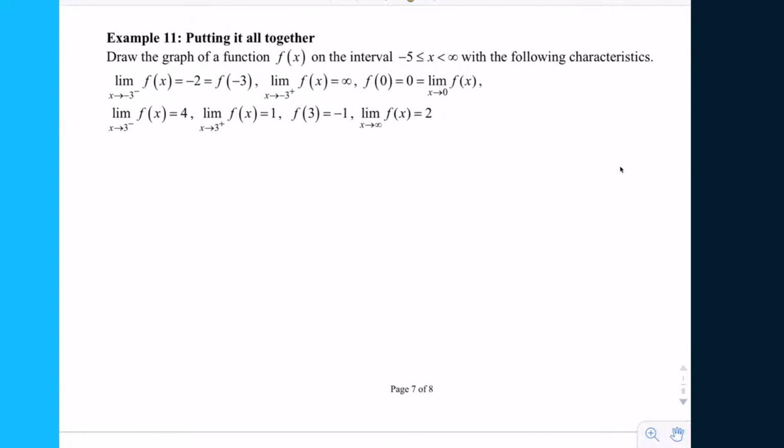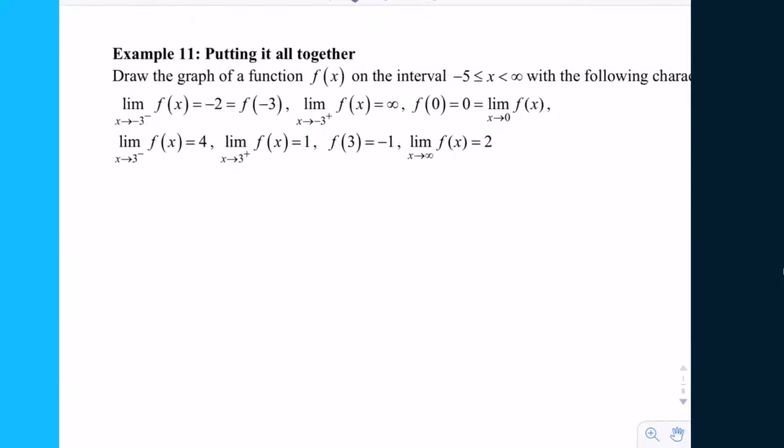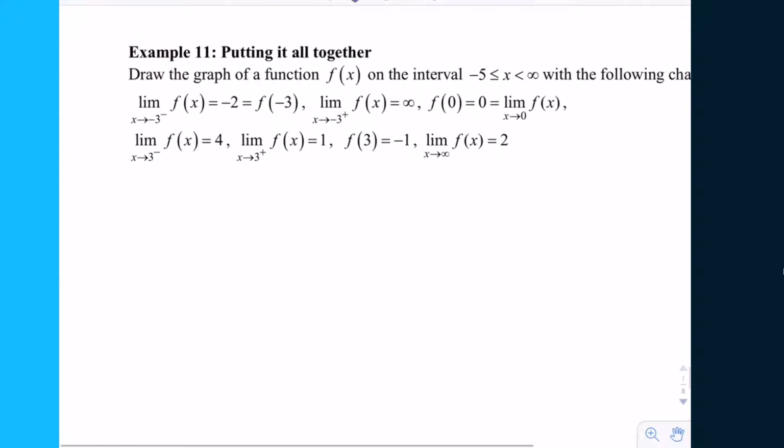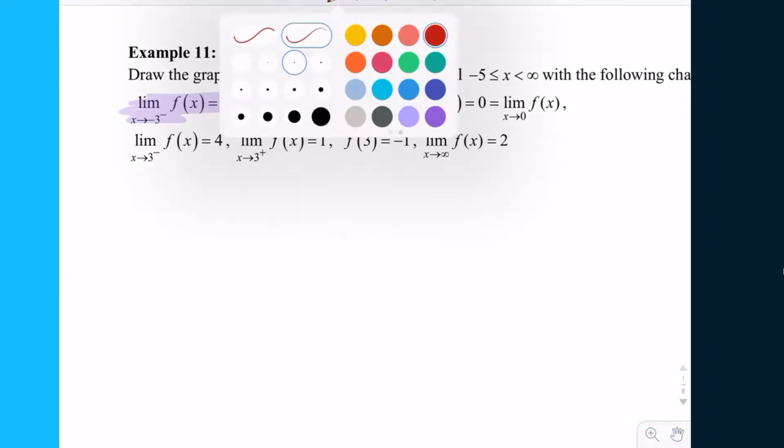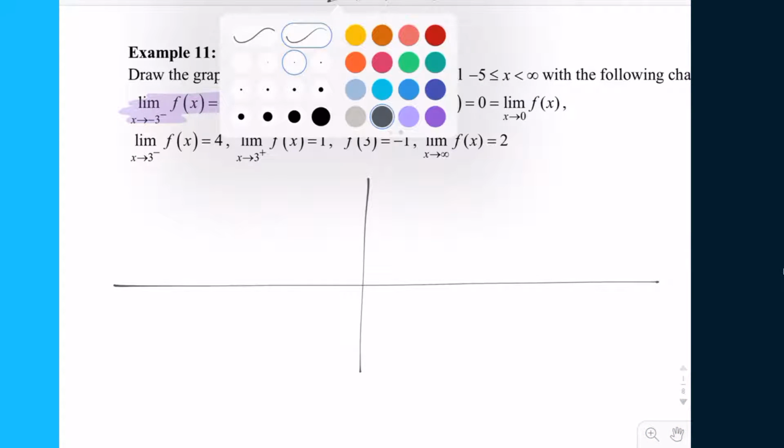Okay, we are on example 11, putting it all together. It says, draw the graph of function f of x on the interval from -5 inclusive to infinity with the following characteristics. So if you have a function like this, f of x is the name, all you need to do is make sure that your graph meets the requirements that are indicated. And then other than that, it just has to pass the vertical line test. So you have a little bit of flexibility. So the first thing I would do is go ahead and create a y-axis and an x-axis, and then pick a flavor. That's the hardest part, especially with all these new flavors.